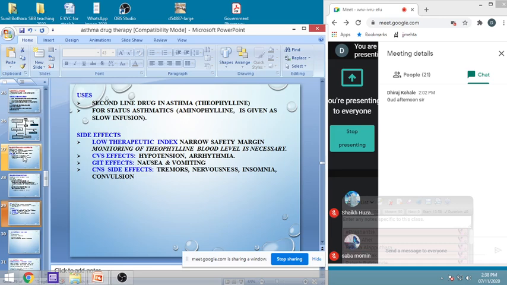Theophylline is a second line drug in asthma. And for status asthmaticus, I told you about status asthmaticus, it is a severe condition where other drugs are not giving any good response. The contraction is so severe that a patient can die at any time. So in such a very severe and acute attack, aminophylline is given as a slow infusion.